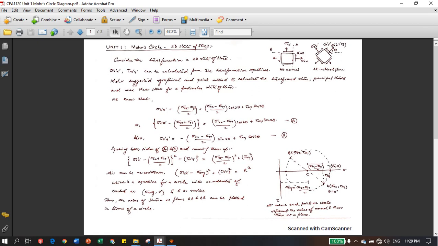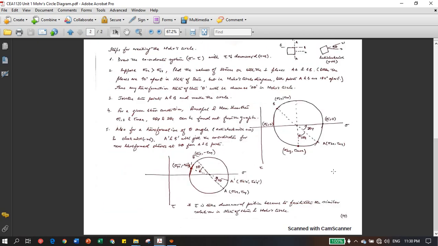Each and every point on this circle is a plane, and each point will give you different values. At this point there is no shear stress; this will be sigma and this will be 0. So what this means is that this particular point is the point of principal stresses.